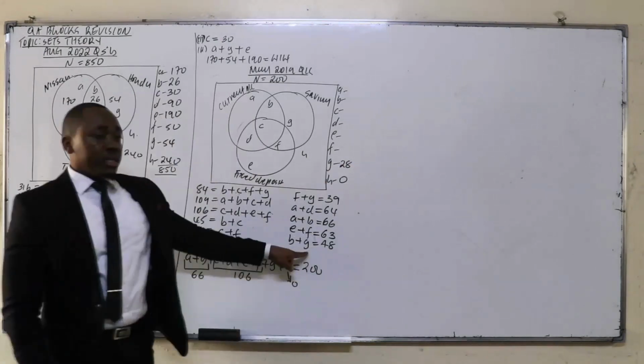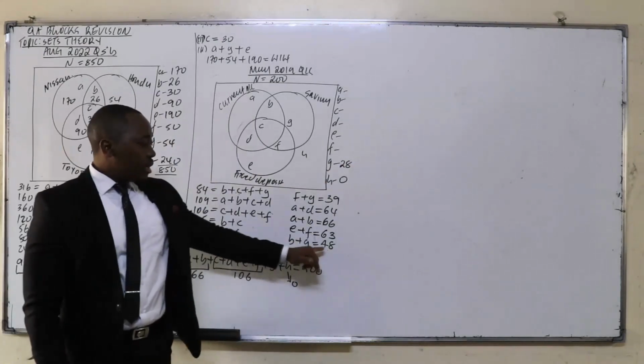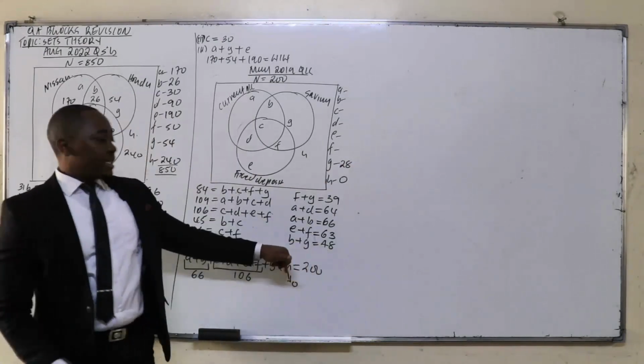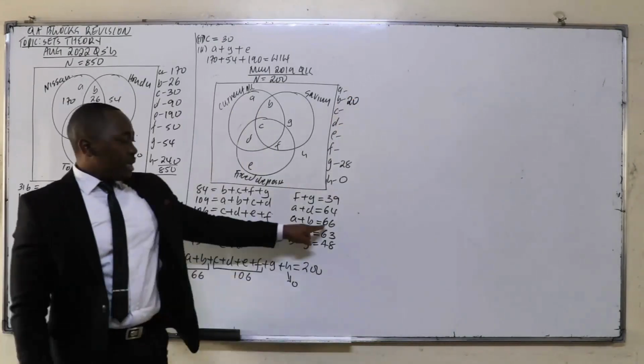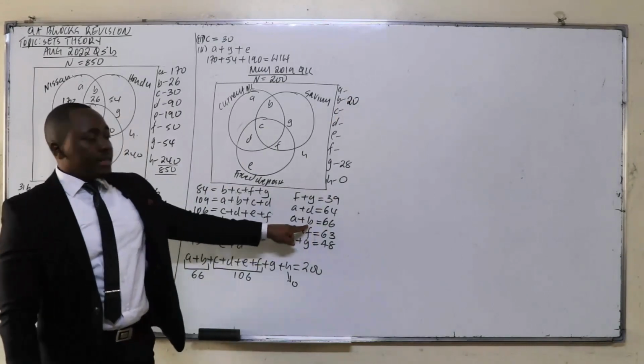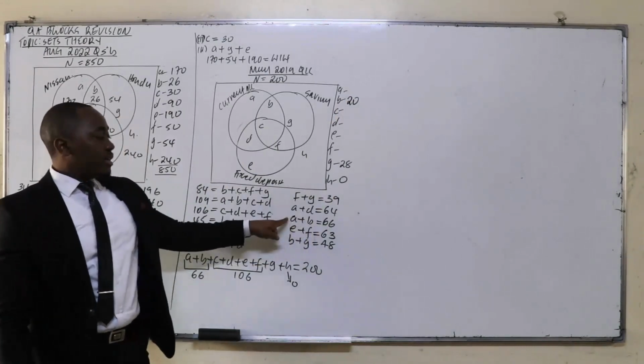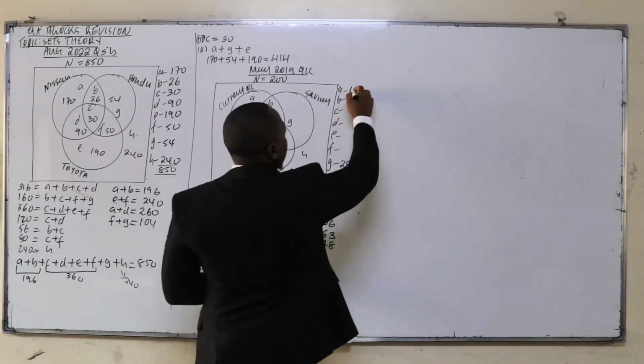If G is 28, BG is 48. G is 28. That means B is 20. AB is 66, B is 20. That means A will be? A is 46.